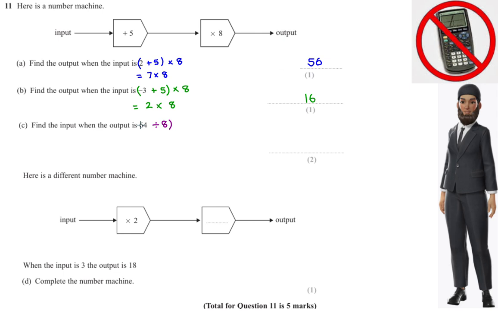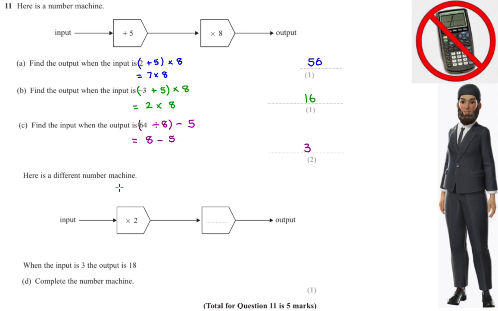And then once we've done this, we need to do the inverse of plus 5, which is going to be minus 5. 64 divided by 8 is 8. And then we need to take away 5, and that should give us an answer of 3.